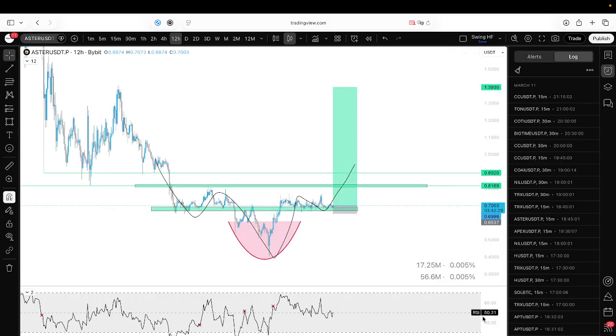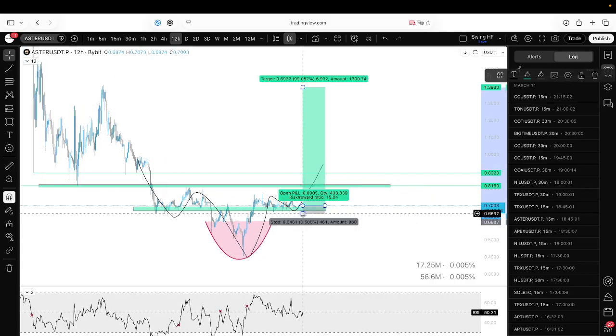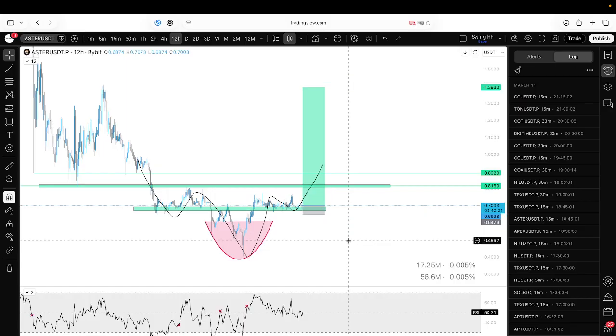We can go back here and you can clearly see the level I'm talking about. This could be a setup at the moment, to be honest, even if it's Aster. Okay. I'm gonna check some other things after the stream and see if it's a good setup to call or not.